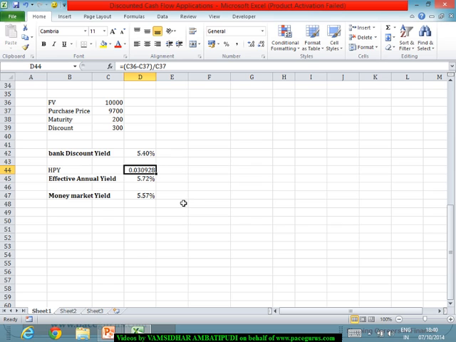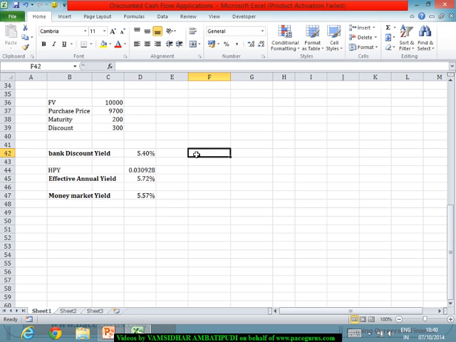Now, another important thing that we need to be comfortable with is how to convert from one form to the other. Probably someone has given me a bank discount yield of 5.4% for a 200-day maturity. How do I find out the money market yield for that? What do I need to do?